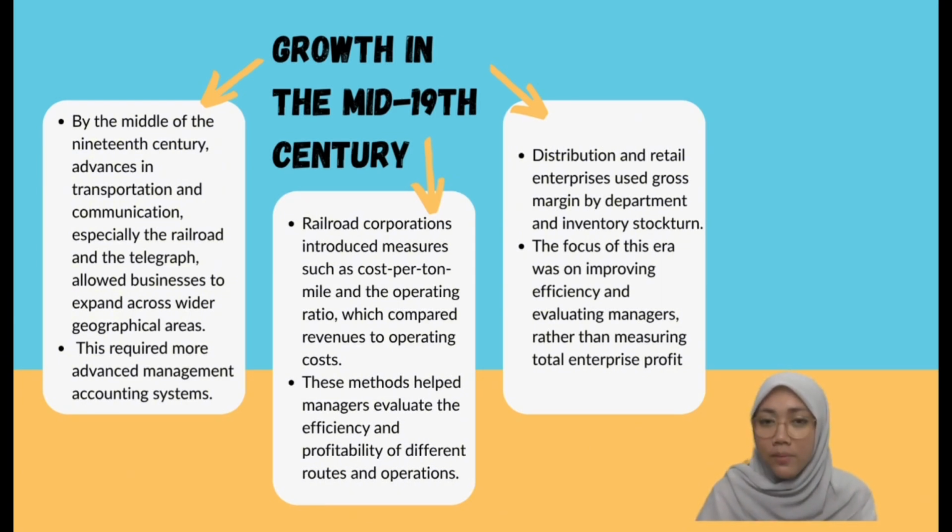Distribution and retail enterprises also required new measures that focus on purchasing, pricing, and retailing efficiency. These include gross margin by department and inventory stock turn, which tracks how quickly stock was sold. During this era, management accounting served mainly to improve internal efficiency and to evaluate the performance of managers, with less emphasis on calculating the overall profit of the enterprise.